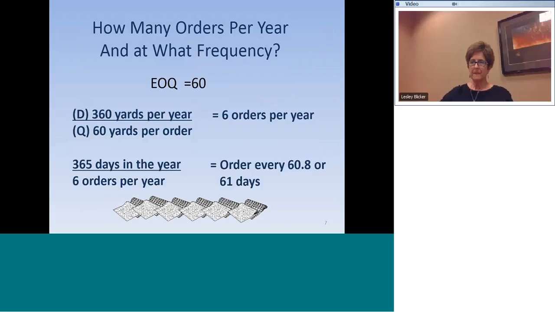Now, alternatively, if we wanted to figure out how often we should place the orders for inventory, we would do that by dividing the number of days in a year by the number of inventory orders made in a year. That's 365 days divided by 6 orders per year, and that tells us we need to place an order every 60.8 or 61 days when rounded up. By doing this, it means we can ensure that we have an evenly spaced number of orders 6 times a year.